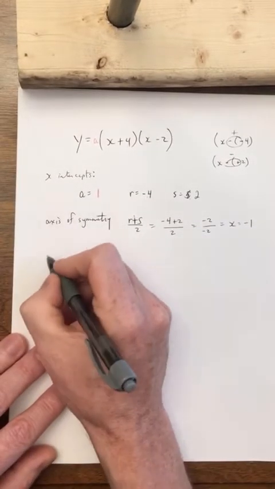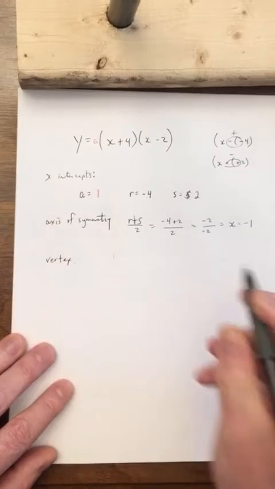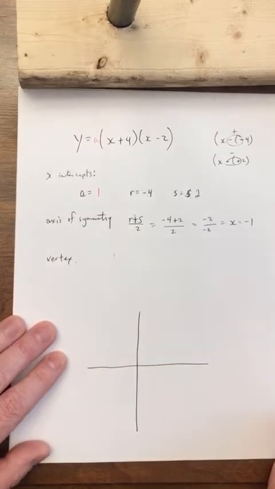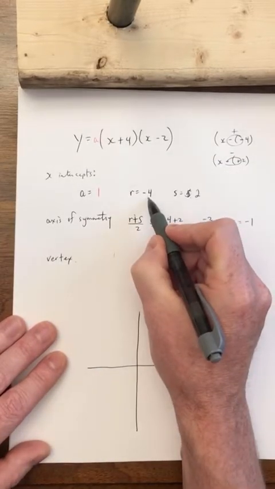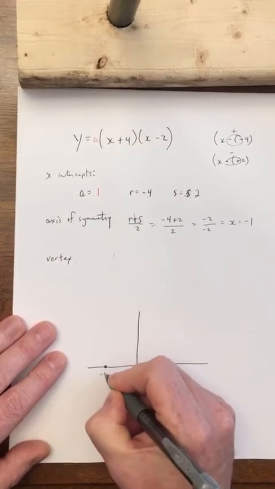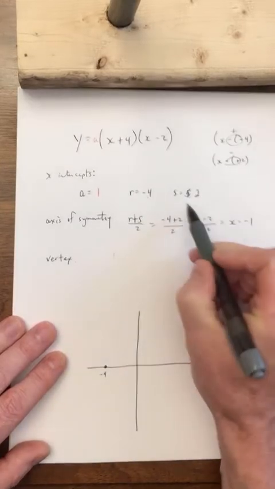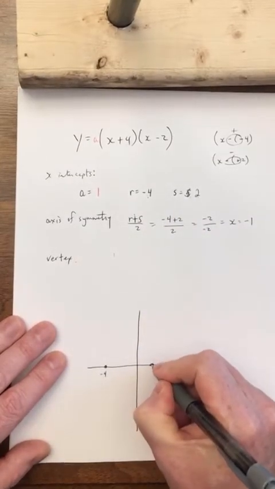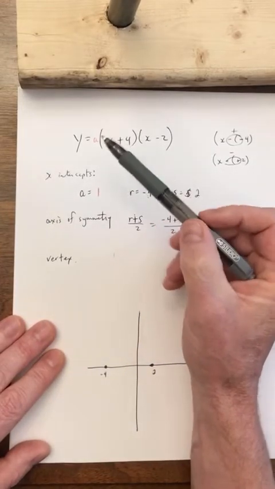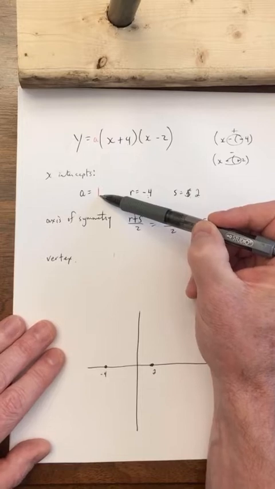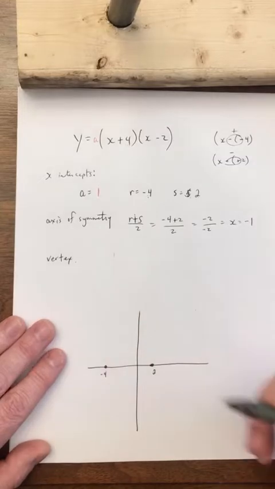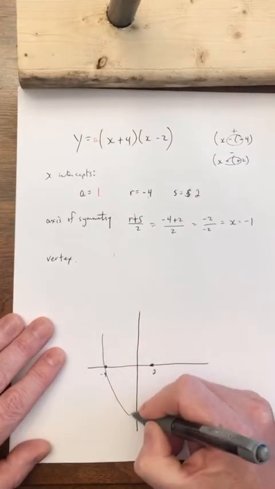All right, and the last thing we're going to do is find our vertex. Now, if I was to graph this, I know that I have an R value here of -4. We have an S value of 2. That tells us we're crossing the x-axis also at 2. And we have a parabola with a value of 1, meaning it's just our basic parabola that's been shifted. And so we're going to have something like this.